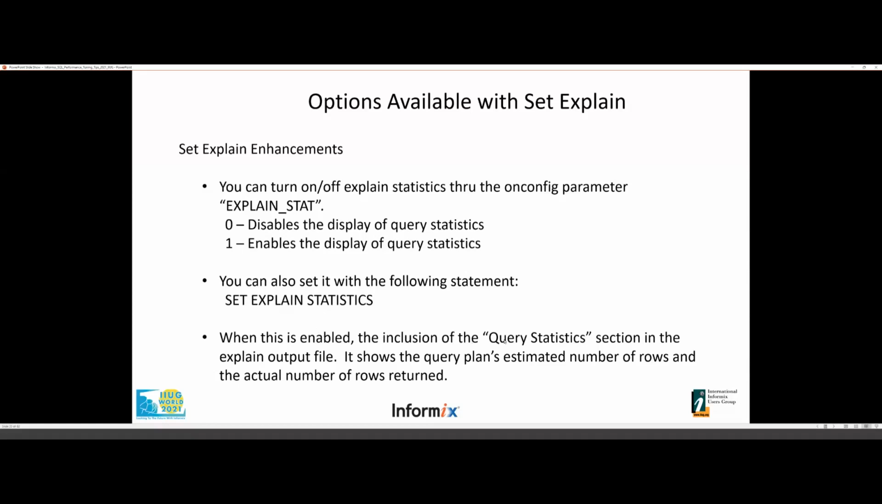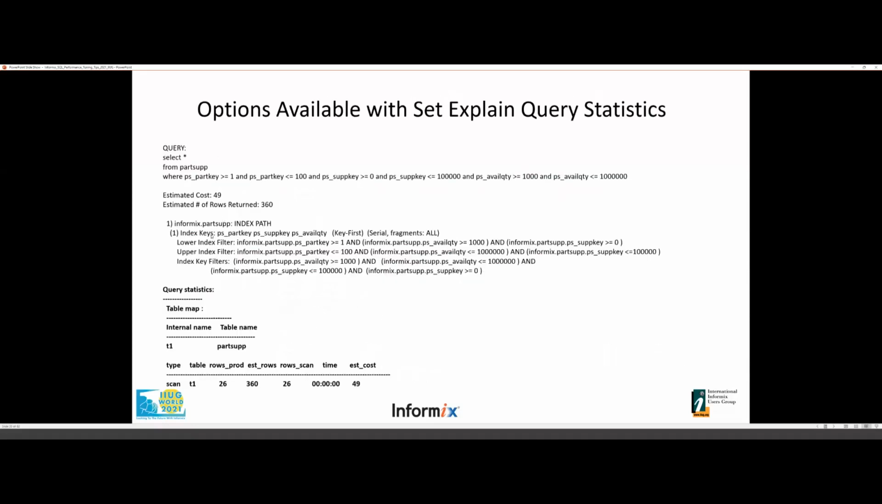So when this is enabled, the query statistics section is included in the explain output, and it shows the query plan estimated with the estimated number of rows and the actual number of rows returned. Here's an example of that. So you have the query statistics. Here it shows your costs, your estimated rows, the index it's using, and then down here it shows the number of rows it returned, the number of rows it produced, the estimated number of rows, the rows scanned, and then the time it took for the query.